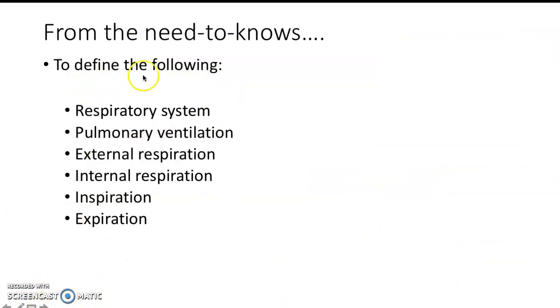So from our need to knows, we had a very quick overview of the respiratory system. We looked at what pulmonary ventilation was, which is the movement of air in and out of the lungs. We identified external respiration as gas exchange that occurs at the level of the lung, and internal respiration, or systemic gas exchange, as that which occurs at the level of the tissues. So stay tuned for the second short video, where we're going to give you an introduction to spirometry. Thanks very much.